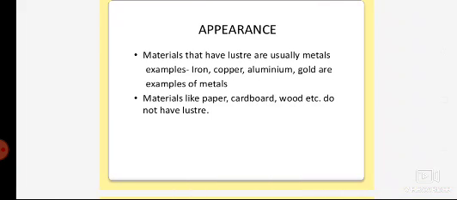Okay. Now moving on to the different examples. Iron, copper, aluminium, gold, platinum, silver, almost all metals have a very shiny surface and a brighter appearance, and they are lustrous. On the other hand, your cardboard, your paper, wood, they don't have any luster, any shine. They are dull in appearance.